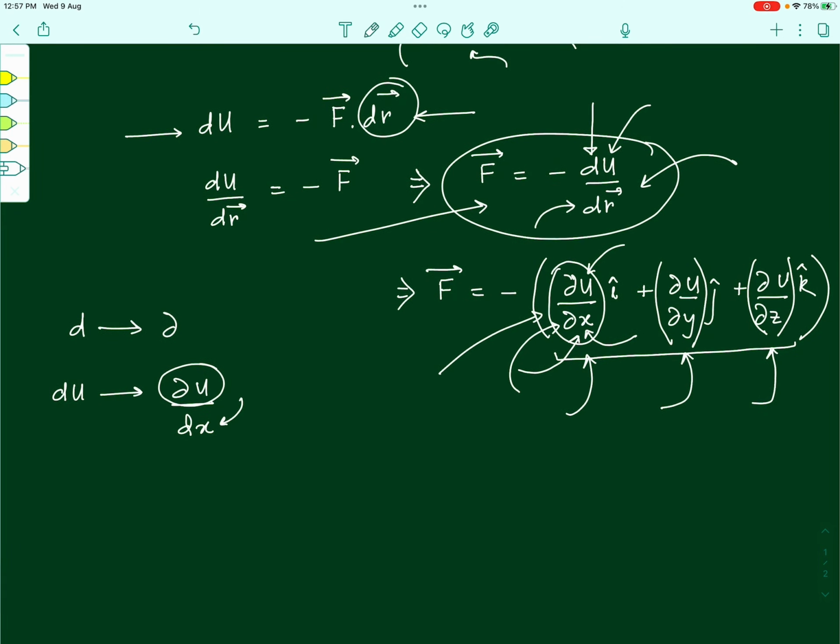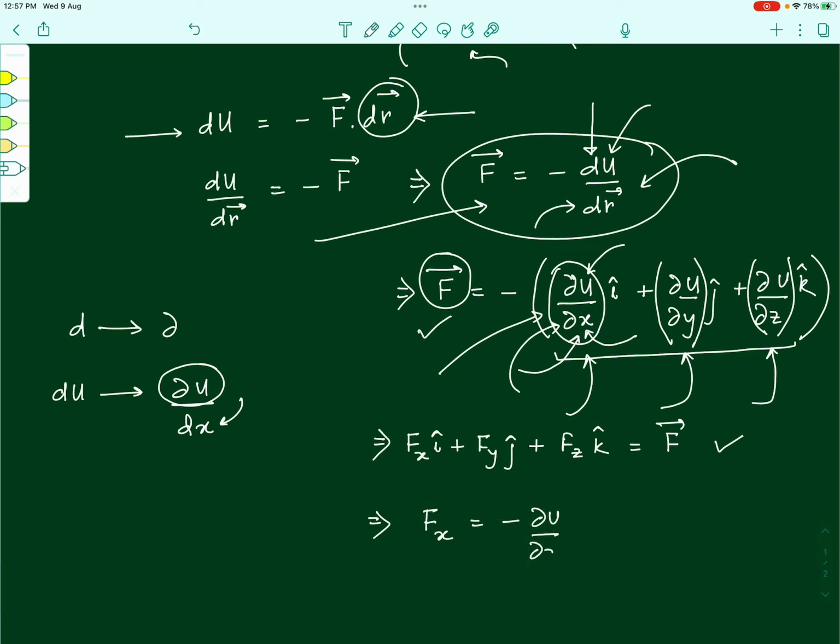In fact, that's the vector f, if I write it in its component form: fx i cap plus fy j cap plus fz k cap, we know that this is in general how we write the vector f. If I compare this equation with this particular equation here, comparing the terms, can we write fx should come out to be minus of del u by del x, fy should come out to be minus of del u by del y, and similarly fz should be minus of del u by del z, right?